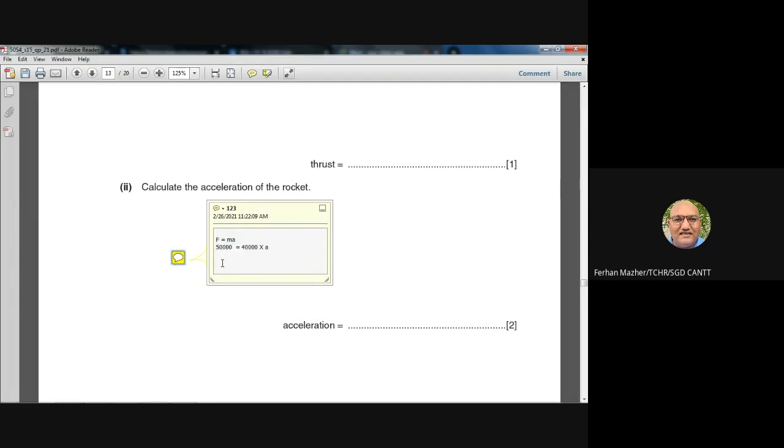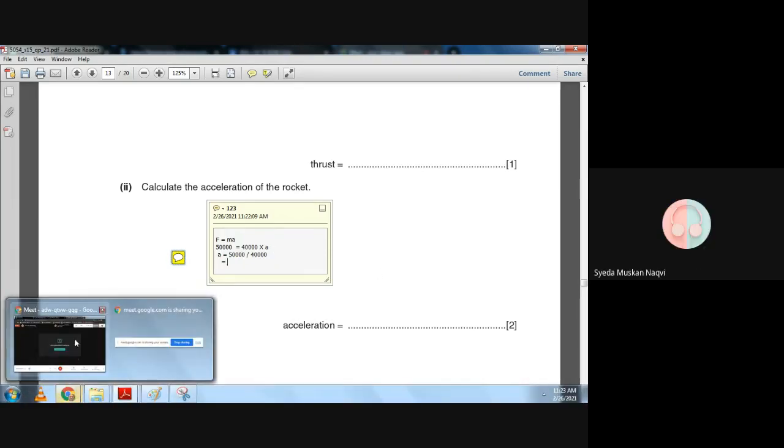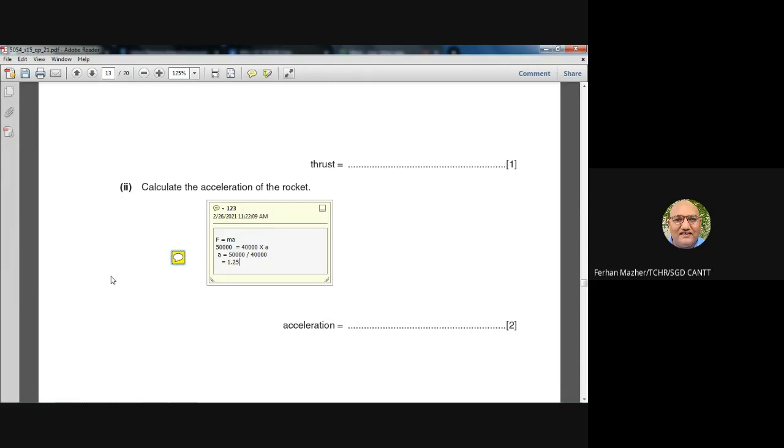Okay. So if you want to find out the value of a, it should be made alone on one side. So it will be something like 50,000 divided by 40,000. So get me the answer. Do you have your calculator with you? 1.25. 1.25, and it will be meter per second square.